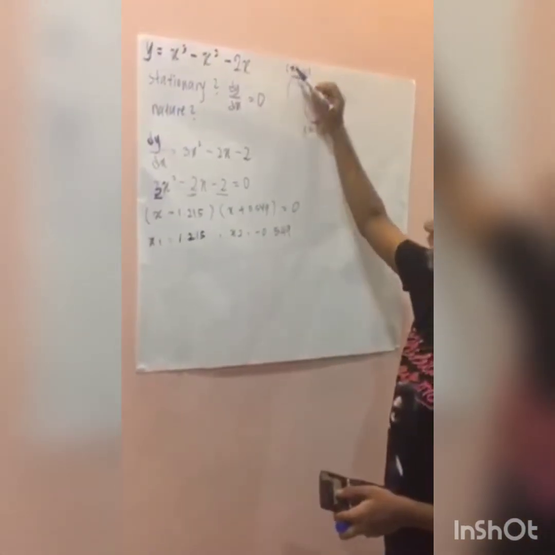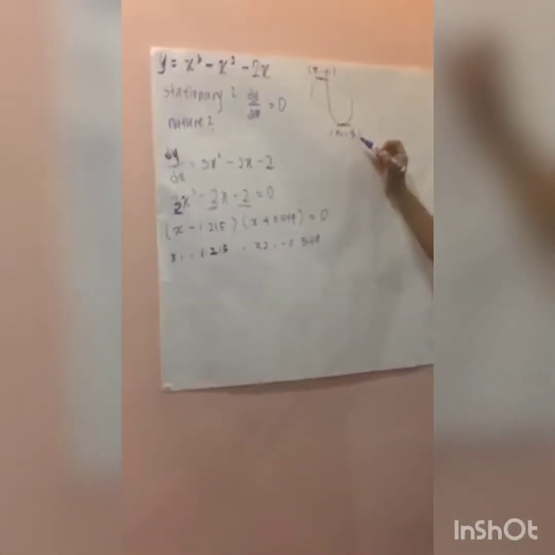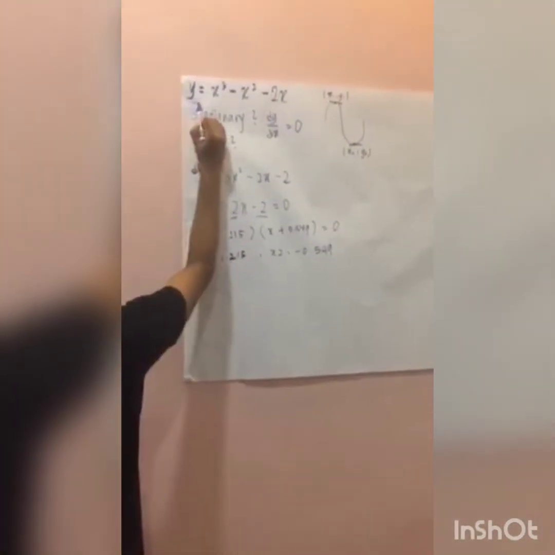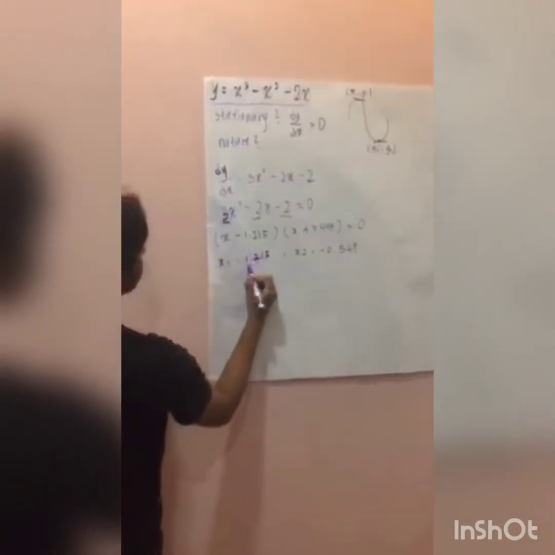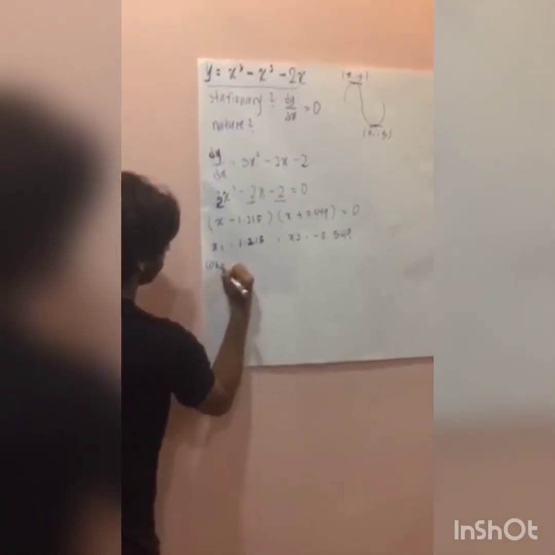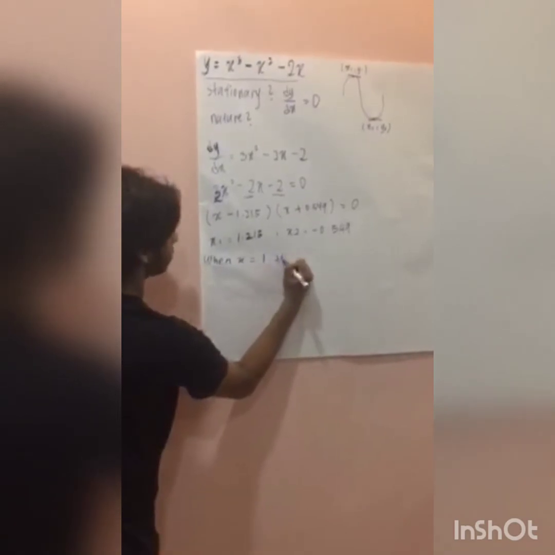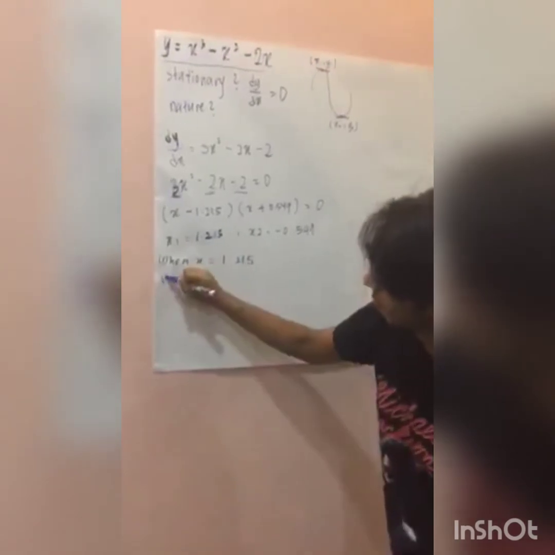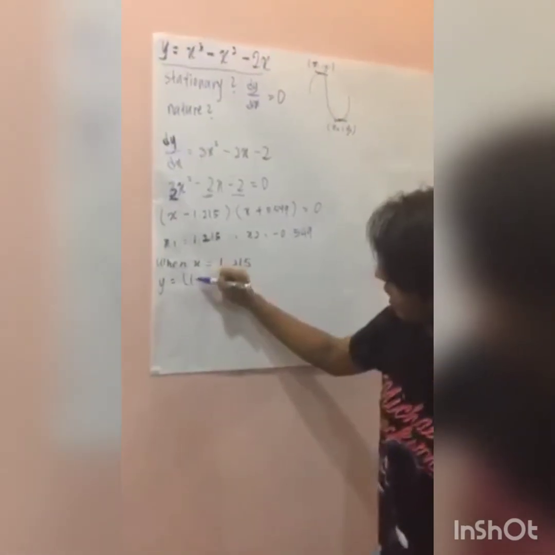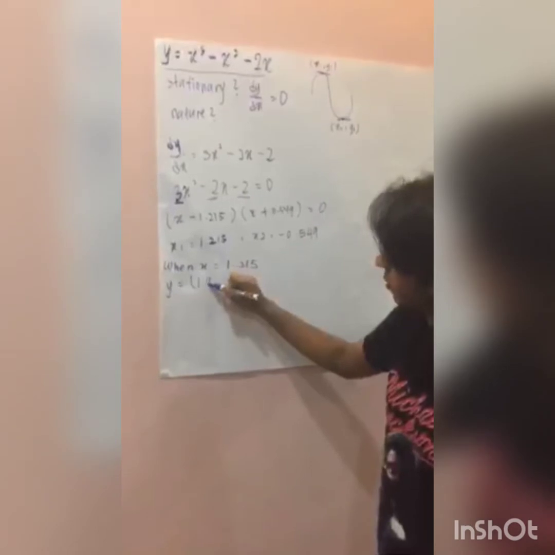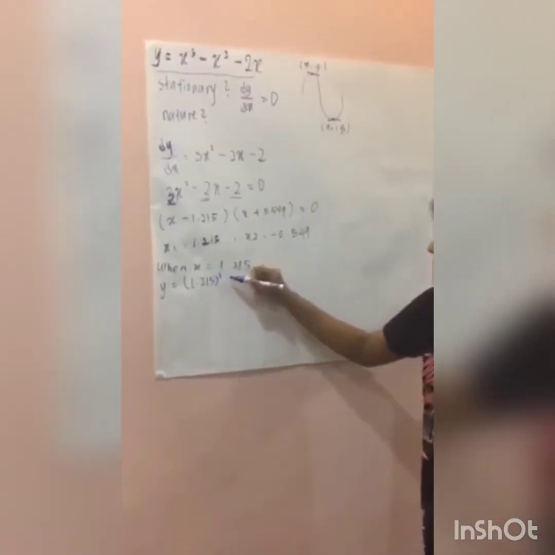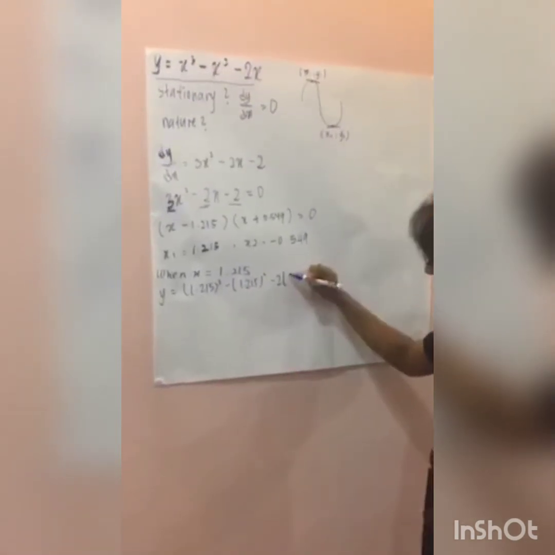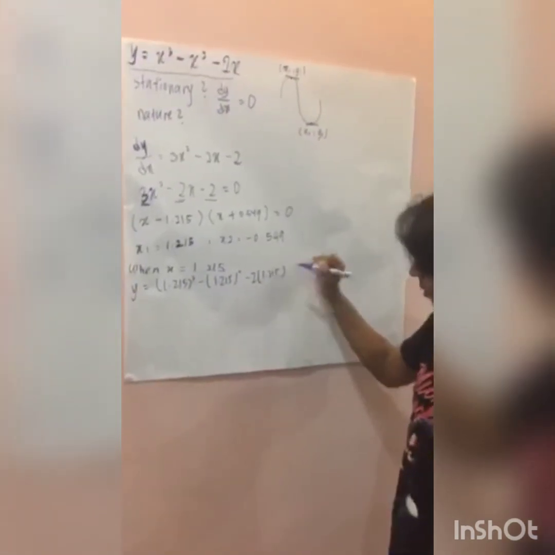Since we got x1 and x2, now we have to find y1 and y2. From there, I'll take this equation and substitute into it. At first, when x is equal to 1.215, y is equal to 1.215 to the power of 3 minus 1.215 to the power of 2 minus 2 times 1.215.